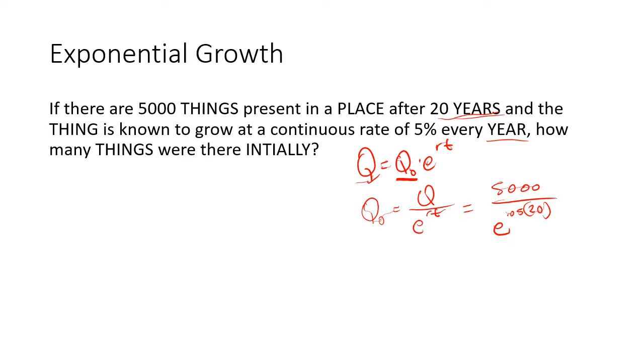Oh, actually, look, 20 times 0.05 is just 1. And so we ask ourselves, what is e to the first power? e to the first power is just e, right? So this is going to be just 5,000 divided by e. Let me use a calculator real quick. 5,000 divided by e, there were 1,839 things to start with. Okay, so we can solve for other variables if we need to. It's not a big deal.